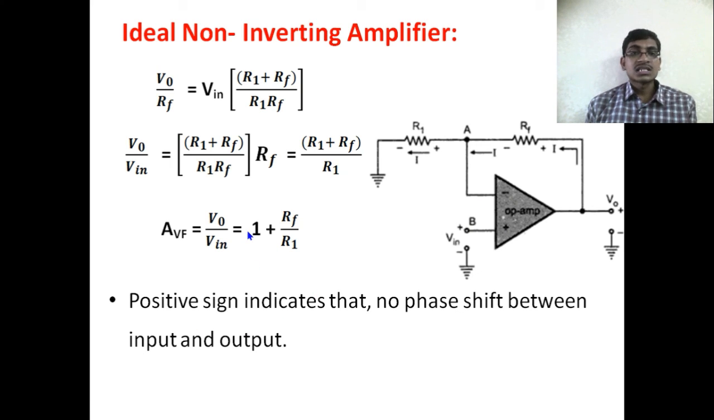In the last ideal inverting amplifier, we got minus Rf by R1 as the gain. There the minus indicates that the input and output are out of phase. In this equation, we did not get any negative sign. We got only the positive sign. This positive sign indicates that there is no phase shift between the input and output terminals. Okay, and the minimum gain is equal to 1. In this equation itself we can say 1 plus. Therefore, the minimum gain is 1 only.